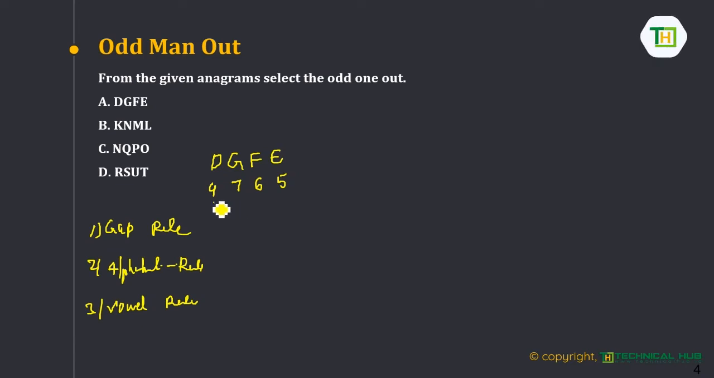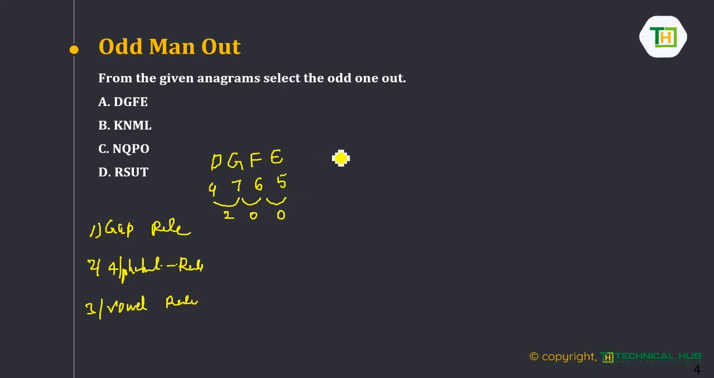First take the gap. Between D and G, the gap is only 2 letters, meaning E and F are in between. Coming to G and F, the gap is 0. F and E, the gap is 0. Gap means there is no letter in between.